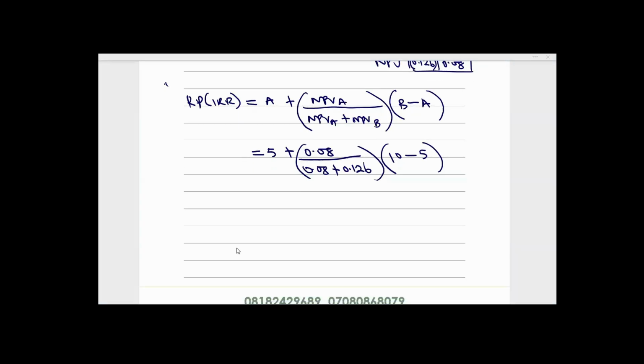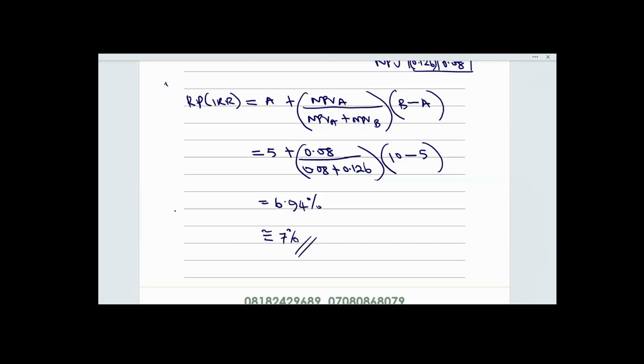Okay, 0.08 plus 0.126 equals 0.206. So 0.08 divided by 0.206, multiplied by the difference between 10 and 5, which is 5, then plus 5, equals 6.94%. Therefore, the cost of redeemable preference share is approximately 7%.